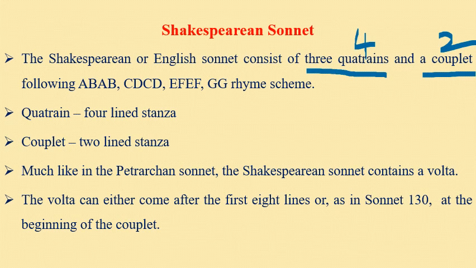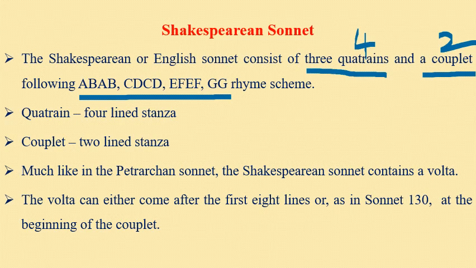So on the whole, a Shakespearean sonnet consists of 3 quatrains and a couplet, and it follows this rhyming scheme. It is very simple: A B A B, C D C D, E F E F, and G G. So 3 quatrains and a couplet. Much like the Petrarchan sonnet, here too the volta will be there.